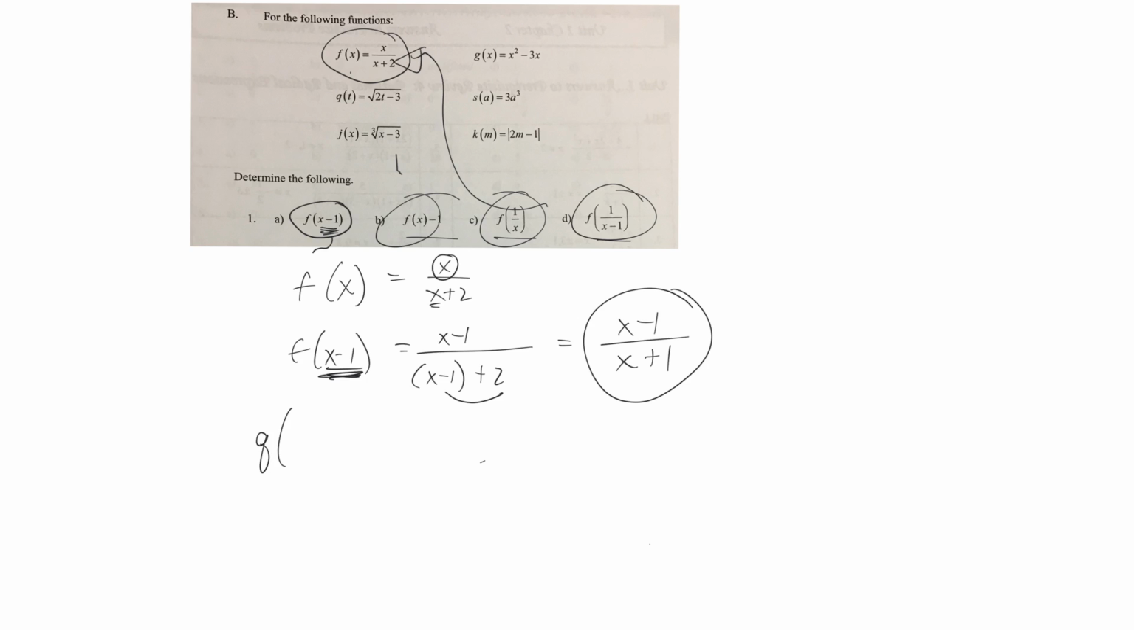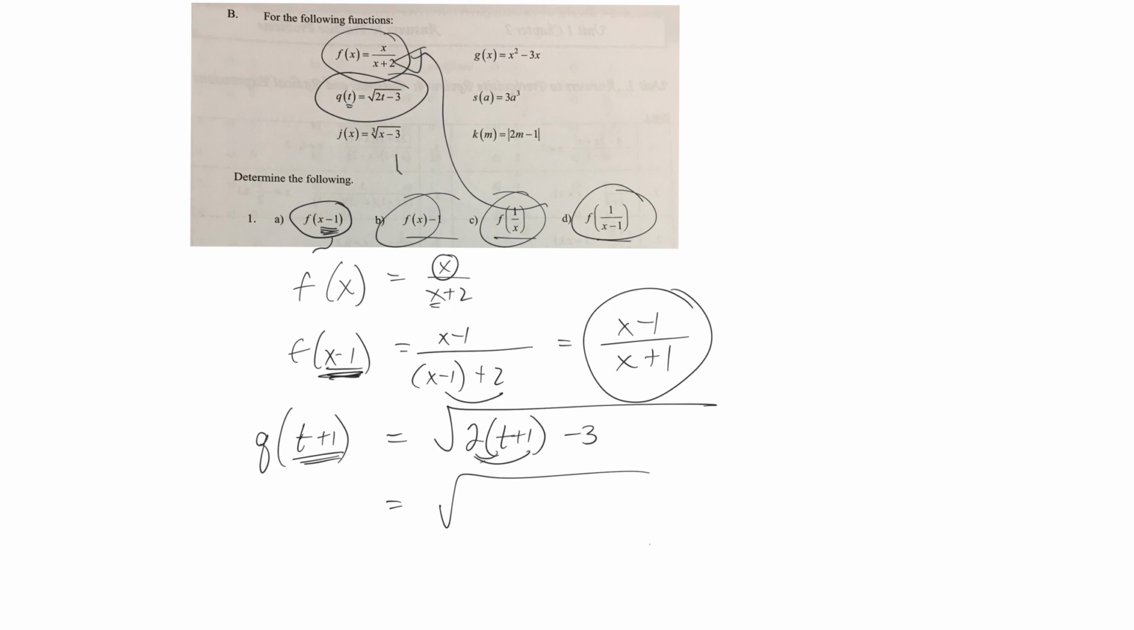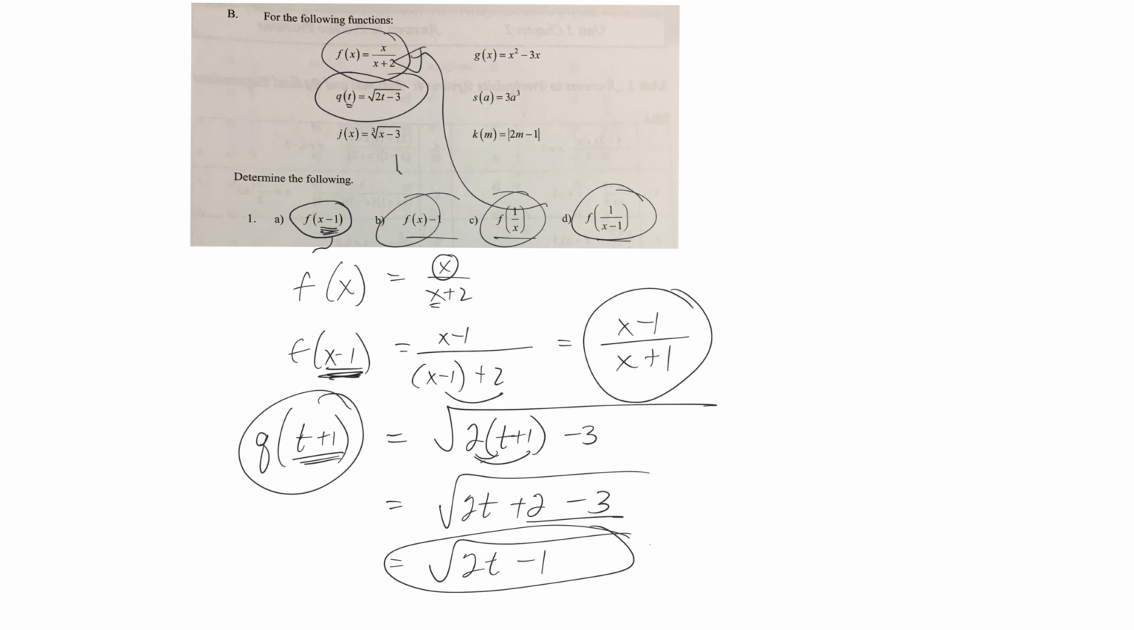So say let's figure out what q of t plus 1 is. Here's q, so it's the square root of 2 times, instead of the t, I'm plugging in a t plus 1. So 2 times t plus 1 minus 3. So the square root of, I have to FOIL that out or distribute that, so that'll be 2t plus 2 minus 3. And then 2 minus 3 is negative 1. So q of t plus 1 is equal to that. Hopefully that gives you a little bit of help there.